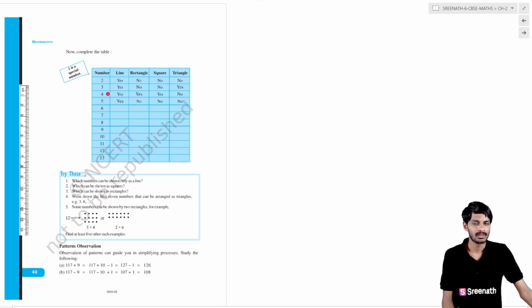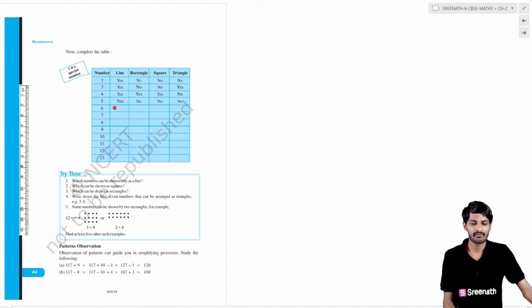So in this way you have to fill this table. These are all the numbers. For these numbers, if a line is possible with that number, you have to write yes. If a rectangle is possible with that number, you have to write yes. If a rectangle is not possible with this number, you have to write no.